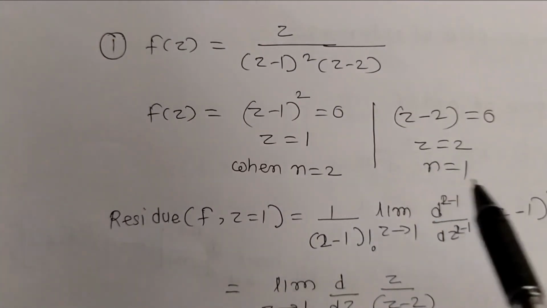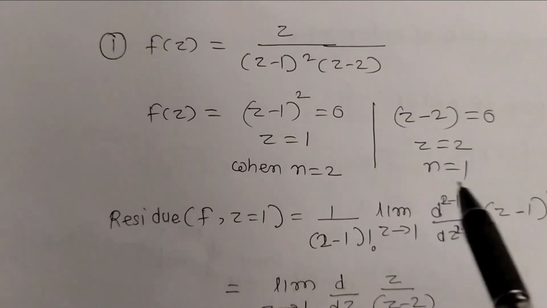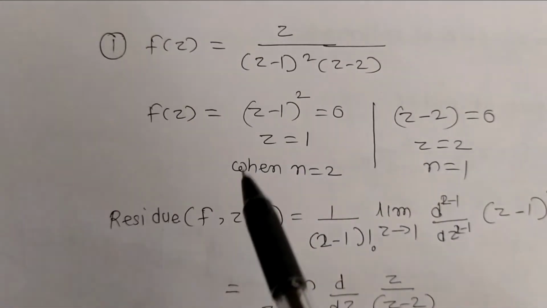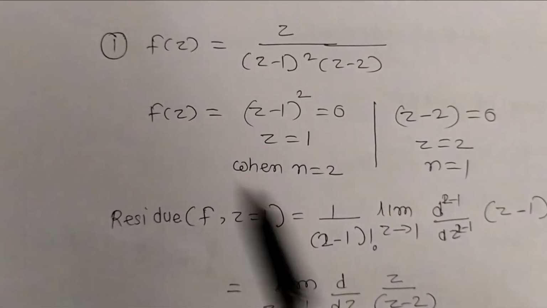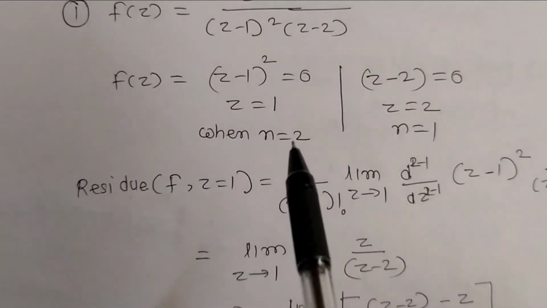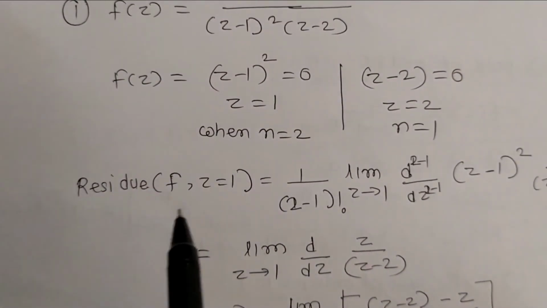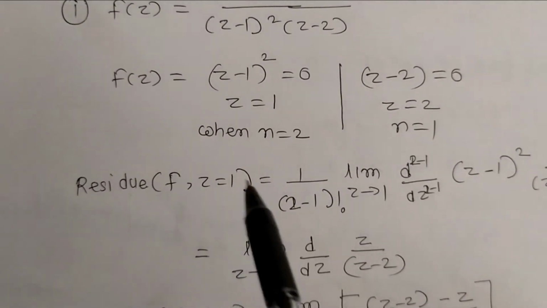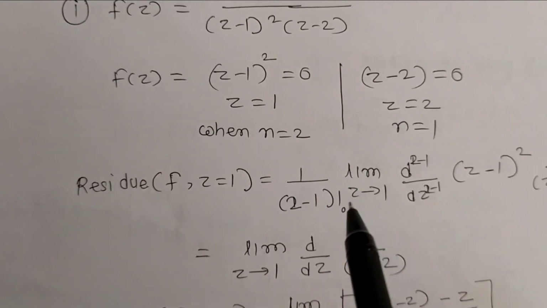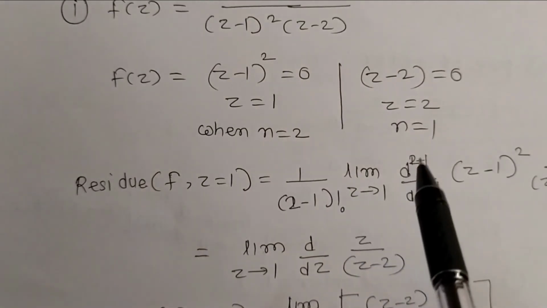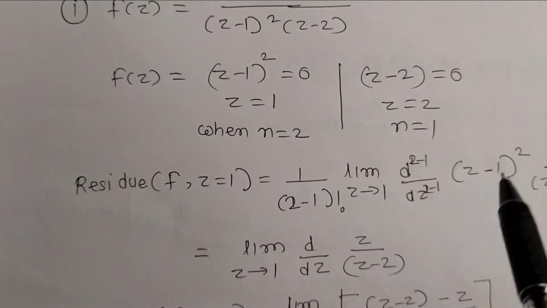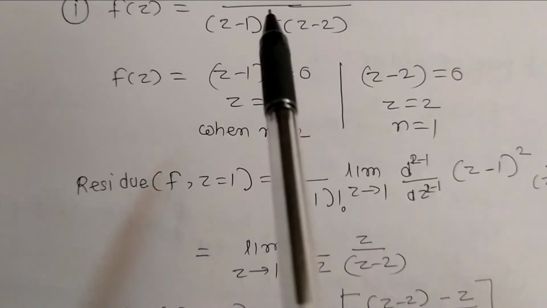Here at z = 2 it is a pole of order 1, and at z = 1 it is a pole of order 2, and we have to find the residue. So when z = 1, then n = 2, so the residue of f(z) at z = 1 is 1 upon (2 − 1)! limit z tends to 1 of d^(2−1)/dz^(2−1) of (z − 1)^2 f(z). What is this?